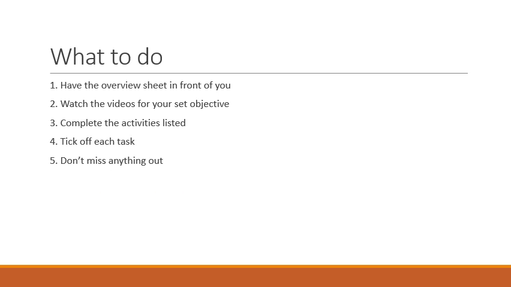Okay, in case you haven't done any of the home learning tasks in the past, I'm quickly going to go through what you need to do. So first of all, you're going to need your overview sheet in front of you. This should have been attached to the frog task that your teacher has sent to you. I'm going to show you an example of the overview sheet shortly. Secondly, you then need to watch the videos for your set objective. This is listed on the overview sheet. You then need to complete the activities that are listed. It's a good idea to tick off each task as you're going along, and remember, don't miss anything out.